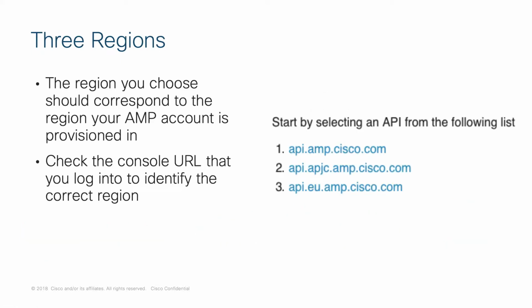AMP for Endpoints has 3 primary regions, each with its own API URL. To identify which region you should use, check the URL from the AMP for Endpoints console you are logged into and match the region code.